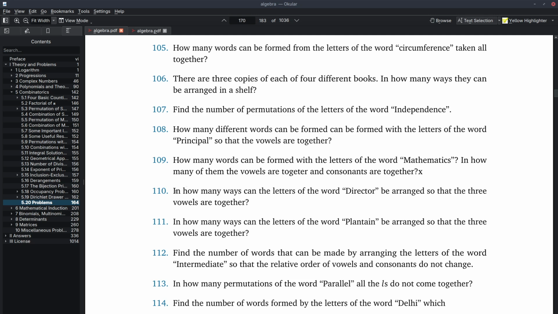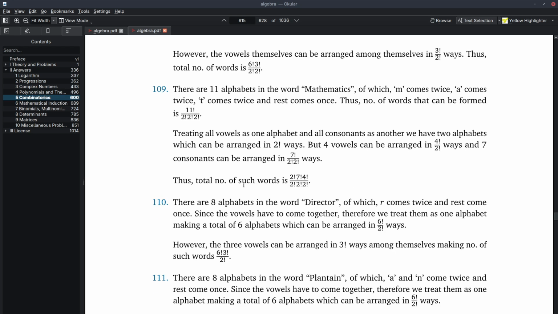Last question, question number 110 says that in how many ways can the letters of the word director be arranged so that the 3 vowels I, E, and O are together? So there are 8 alphabets in the word director, out of which R comes twice and the rest come once. Since the vowels have to come together, we treat them as one alphabet, making a total of 6 alphabets, which can be arranged in 6 factorial by 2 factorial ways because R comes twice. However, the 3 vowels can be arranged in 3 factorial ways among themselves, making the number of such words 6 factorial multiplied by 3 factorial over 2 factorial.